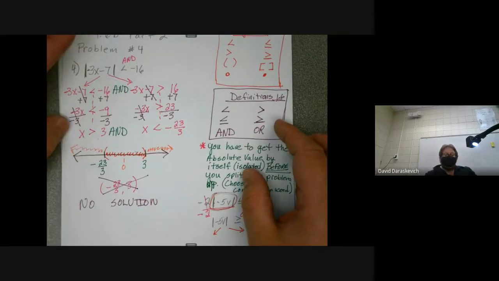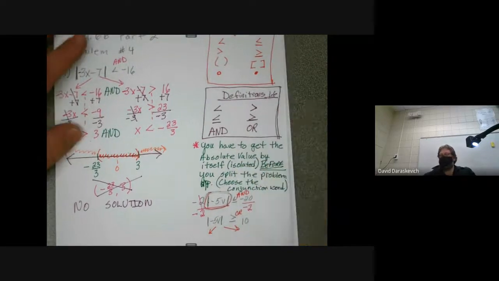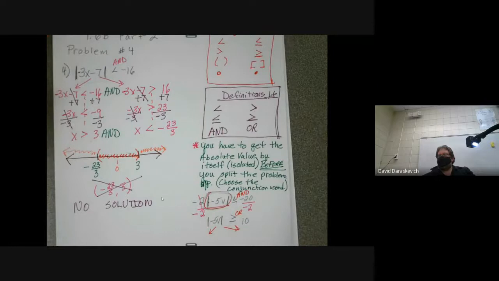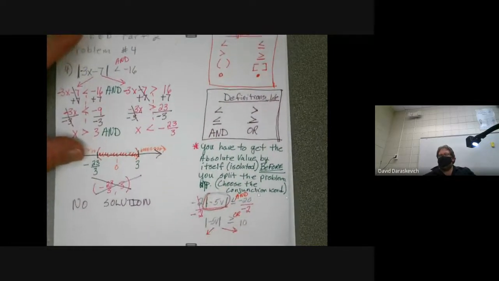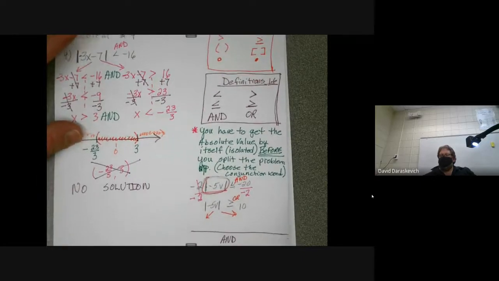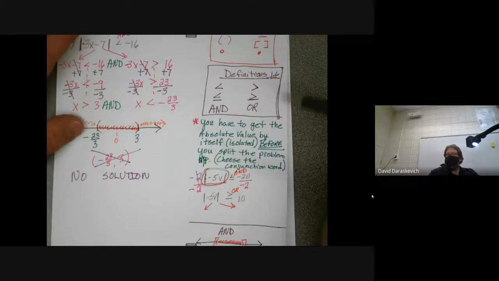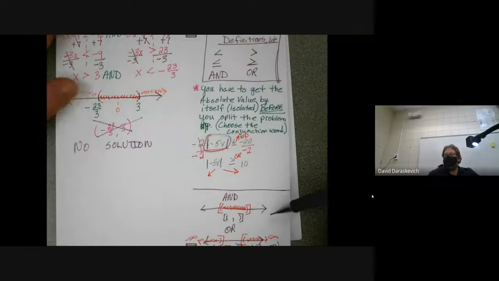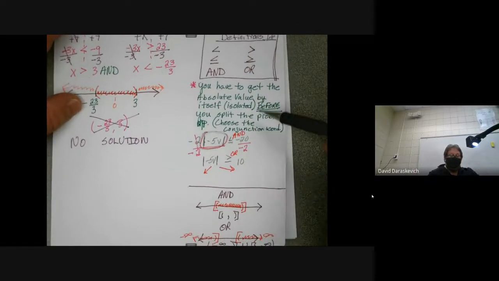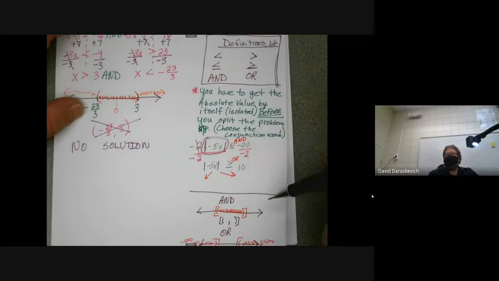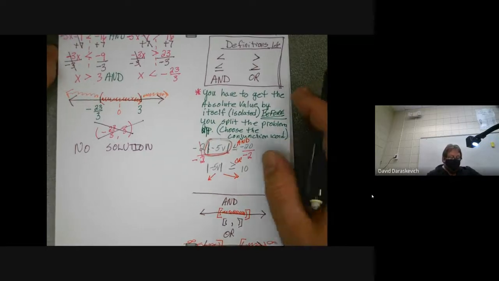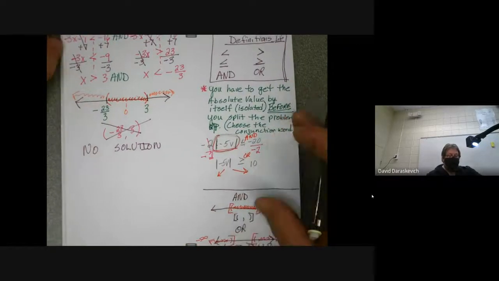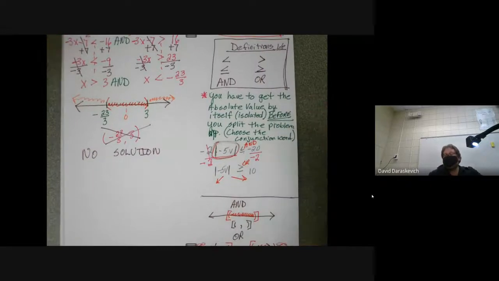Questions, comments, concerns? Do you see how detailed this whole thing is? I mean, there's a lot of stuff going on for one problem. All these things you have to remember to solve one absolute value inequality. So be careful with these. Take your time. They are not the easiest. Well, they're not hard. It's just that they're extremely detailed.